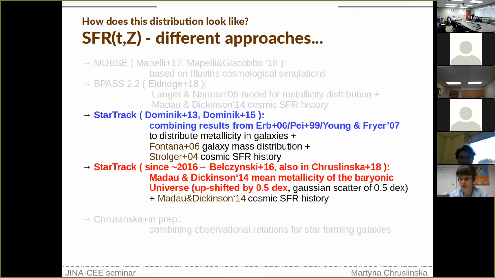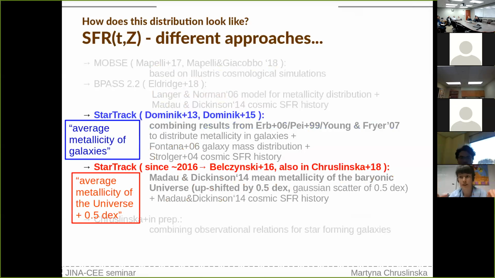I will keep the assumptions about the star formation rate the same and only change the way it's divided between metallicities. So I'm simplifying things a bit, but the method by Dominik is based on the average metallicity of galaxies, while the one by Belczynski is based on the average metallicity of the universe, which, to take into account that this is not really the metallicity at which star formation happens, was increased by 0.5 dex.